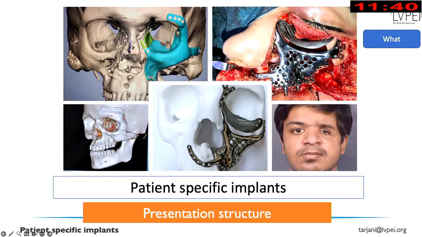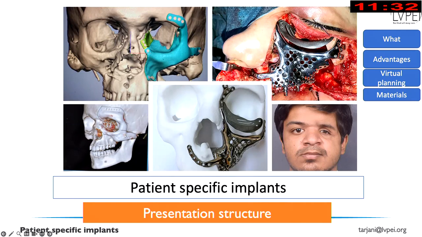I have no financial disclosures to make pertinent to this talk, and I do have consent for the display of photographs of my patients. I'll take you through what patient-specific implants are, the advantages that they have, a little bit on virtual planning of these implants, and what are the widely used materials at this point of time.